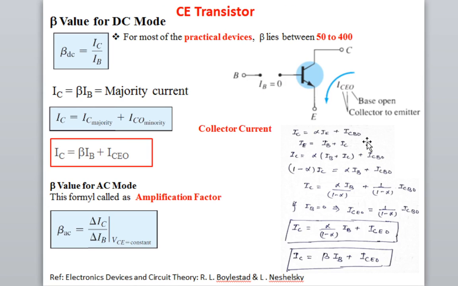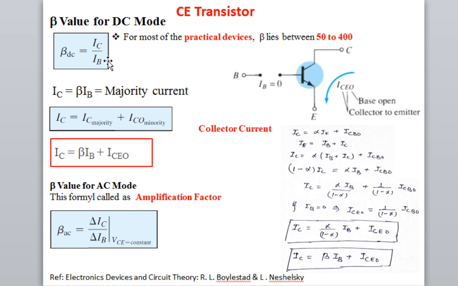Now I will introduce a new quantity known as beta. In case of common base, I introduced alpha, but here I will introduce beta. This is for when you have not applied any AC signal, that is, for the DC mode of the transistor. Simply take the ratio of collector current and base current, that is output current upon input current, which is known as beta DC. So beta DC is equal to IC upon IB, and for most practical devices this beta lies between 50 to 400. Why is it so?